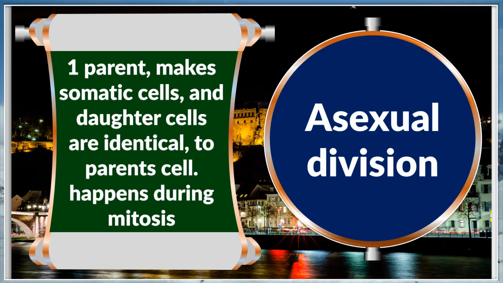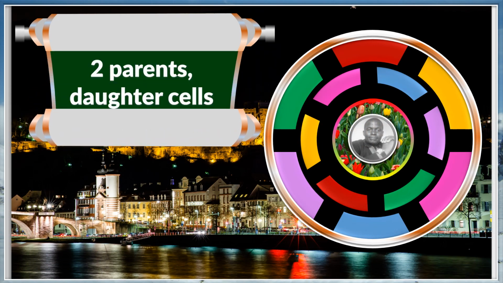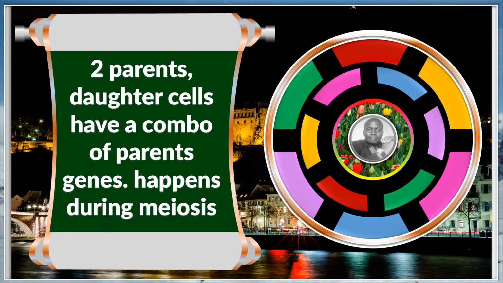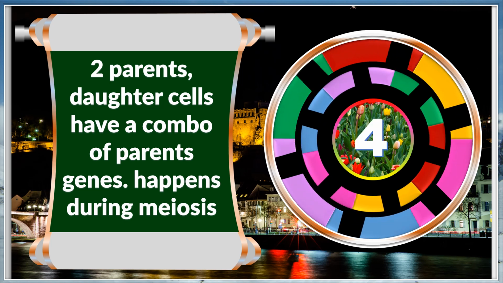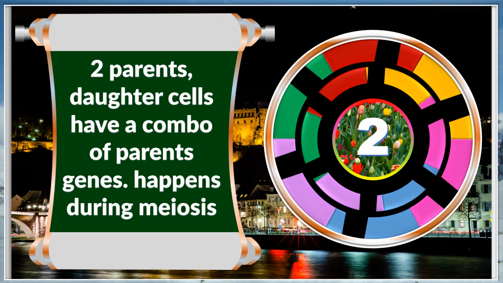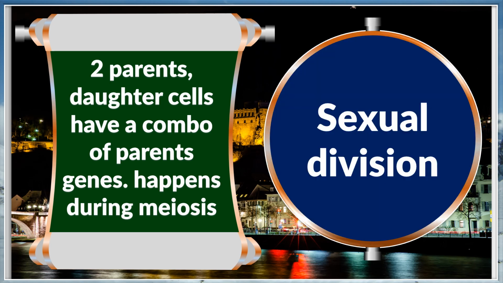Asexual division. Two parents. Daughter cells have a combo of parents' genes. Happens during meiosis. Sexual division.